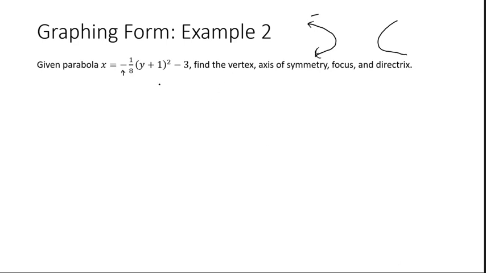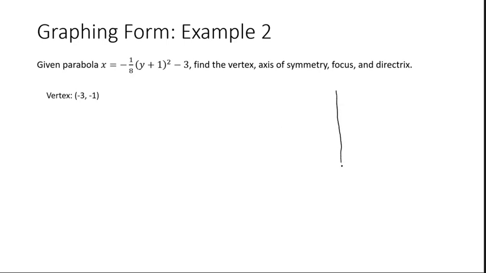All right, so it's going to look something like that. Now to find the vertex, we can do that really quickly by just looking at this equation. This number here is with the y term, so it's going to be giving you the y value of the vertex. But whatever's in parentheses, you always must change the sign. So in this case, it's changing from a positive 1 to a negative 1. And this negative 3 would be the x value. So your vertex would be at negative 3, comma, negative 1.